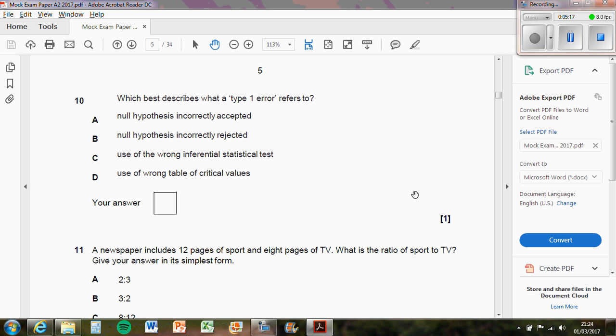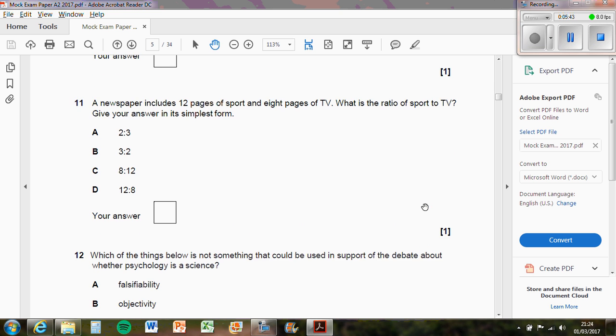Type 2 is when the null hypothesis is incorrectly accepted. So you're saying that there's nothing there when there actually is. So that was the second part of the Rosenhan study, where they didn't send any pseudo patients when they said they were going to, and the staff said that they were pseudo patients when they weren't. So they were saying that they didn't have a mental health issue when they actually did. So that would be the type 2, that top one. So type 1 is this one, B, null hypothesis incorrectly rejected.